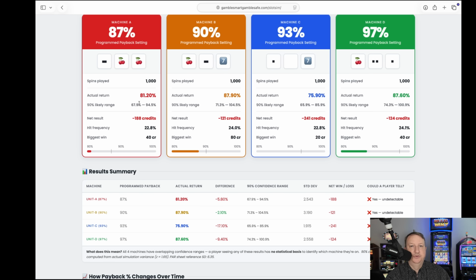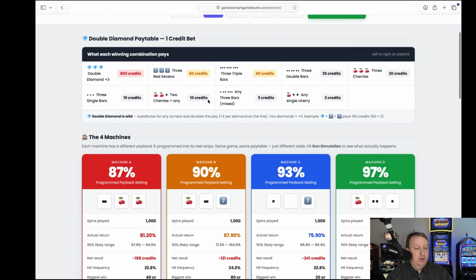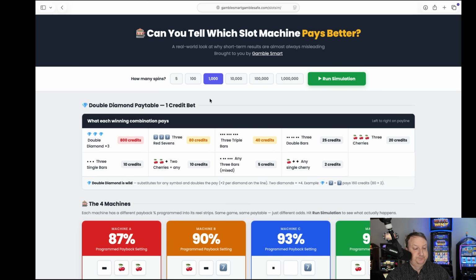So what have you noticed here? So they're still kind of all over the place, right? They're still not close to the percentage setting on the machine, but they're closer. And that's because over 1,000 spins, you start to see the averages. But it's still not enough to be able to detect which of these is the highest paying machine, okay, after 1,000 spins. Okay, let's go up to 10,000.